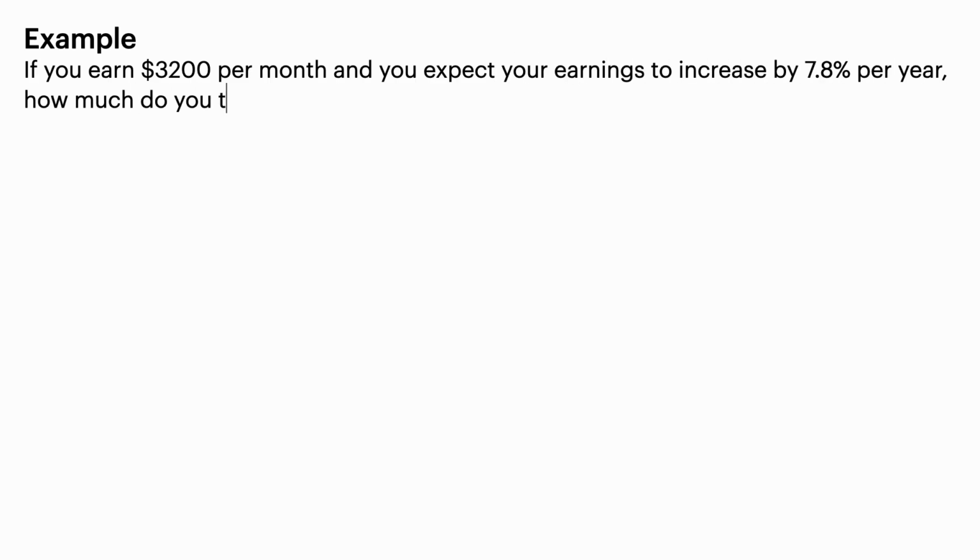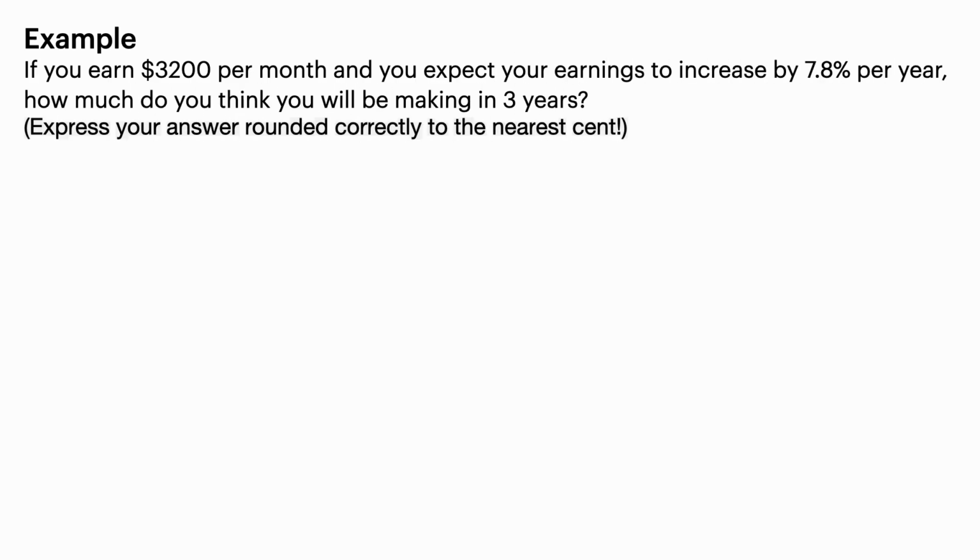So if you earn $3,200 per month and you expect your earnings to increase by 7.8% per year, how much do you think you'll be making in 3 years? I'm going to go ahead and solve this one right off the bat. You don't have to try to solve it yourself. This one can be very confusing. Because that 7.8% is added each year, this makes it a little bit more complicated. So we take that 3,200 and we times it by 1 plus 0.078, that's the percent increase, and we have to cube that number. That's an exponent. It needs to be multiplied by itself 3 times, otherwise we won't be able to calculate it.